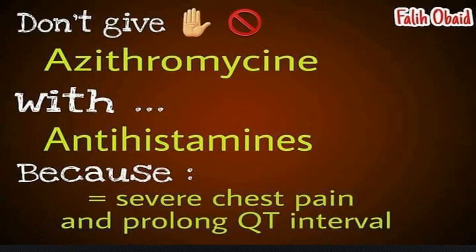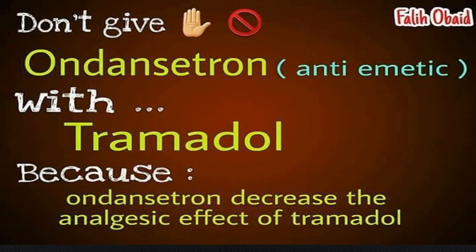The next combination is: don't give azithromycin with an antihistamine. Azithromycin is an antibiotic and antihistamine is an anti-allergy drug. When you give these drugs in combination, it will cause severe chest pain and a prolonged QT interval on the ECG. The next combination is: don't give ondansetron, which is an anti-emetic drug, with tramadol, because ondansetron decreases the analgesic effect of tramadol, which relieves pain. So avoid this antiemetic drug with the analgesic drug.